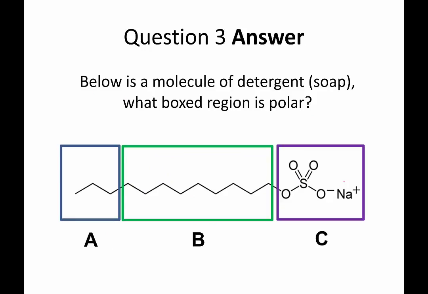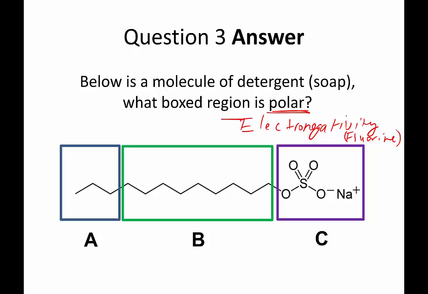So here's question 3. Below we had a molecule, in this case detergent, and I want you to identify the region that is polar. This goes all the way back actually to chapter 2 when we talked about basic chemistry. Polarity is all about electronegativity. If you remember, the most electronegative element is fluorine, and then as you go left or down the table, elements become less electronegative.